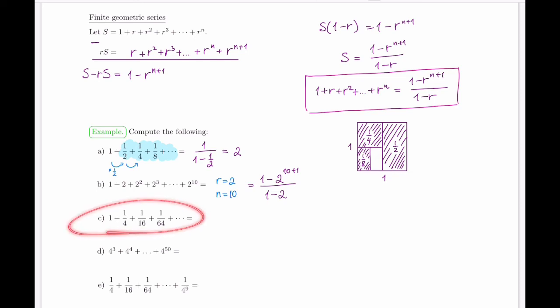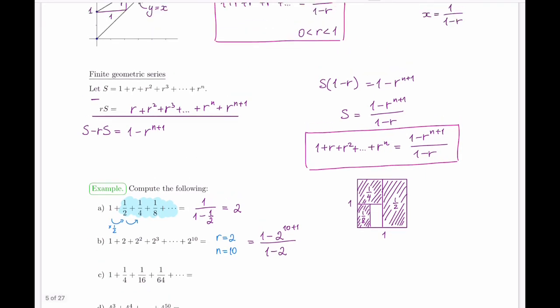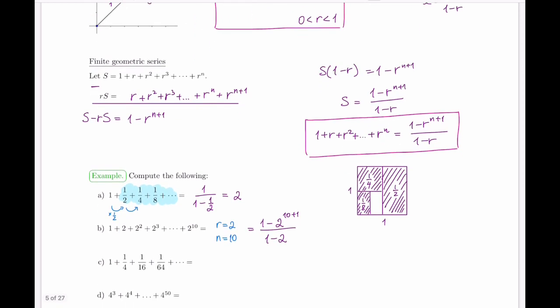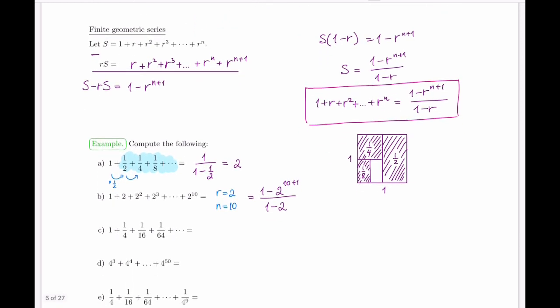Next up, I have 1 plus a quarter plus 1/16 plus 1/64, and so on. So this again is of the form of our infinite sums. So I just have to determine what my r is. I went from 1 to a quarter, so divided by 4, and then to 1/16, divided by 4 again. So my r here is going to be 1/4. And then plug it into the formula. I get 1 over 1 minus r, so 1 minus 1/4. And if I turn it all around, I'm going to get 4/3.